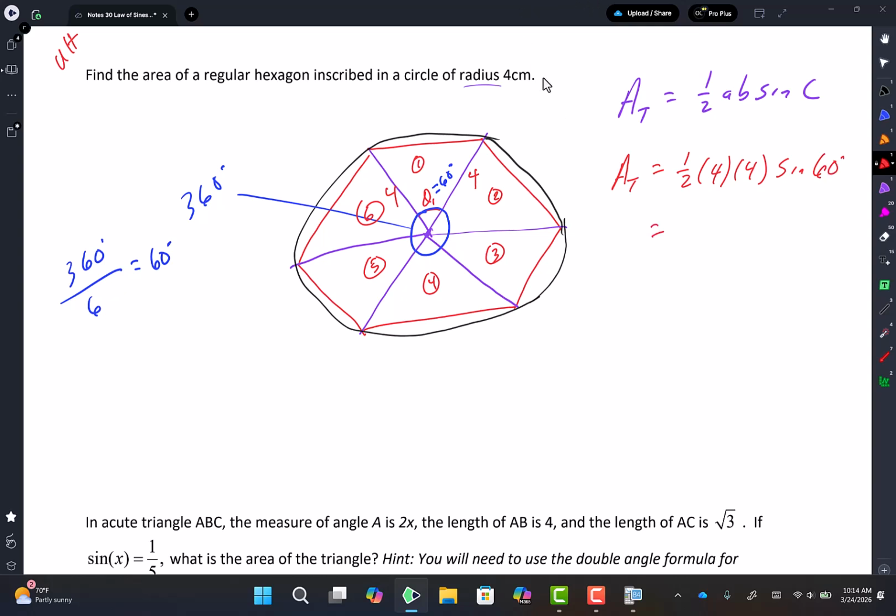Let's see, half of 4 is 2, so 2 times 4. And then sine of 60, we just did that. That's square root of 3 over 2. That 2 cancels out with the 2 in the bottom, because the area of a triangle, when we did it last time, was with sine. And I have 4 square root of 3. Are we still okay? That's the area for one triangle.